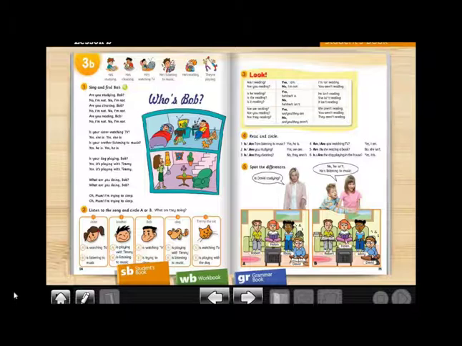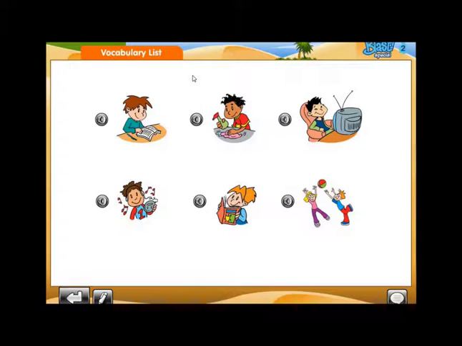Please open your student's book, page 24, 3B. Please listen and repeat.